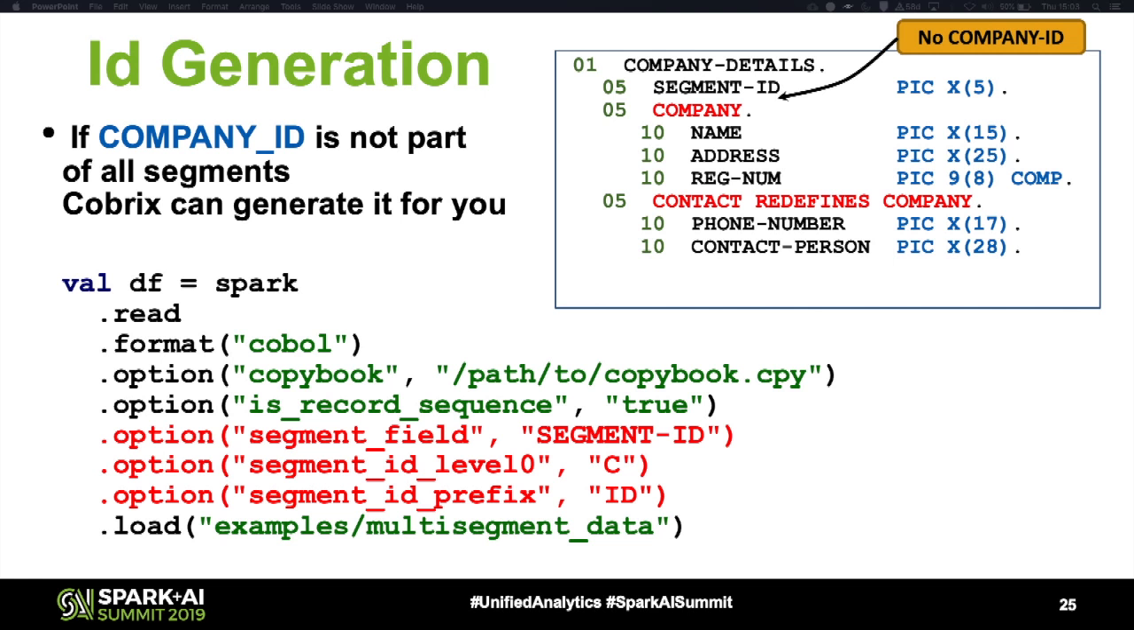So in order to do this, what you need to do is just to specify which field of your copybook is a segment field, the segment identifier, and which values of the segment belong to the root level, which is the second option. So in our case, it's C because it's company. The third optional option is a segment prefix that lets you control the structure of the ID, in case you want IDs to be repeatable or non-repeatable for each Spark job, depending on your ingestion needs, I would say.